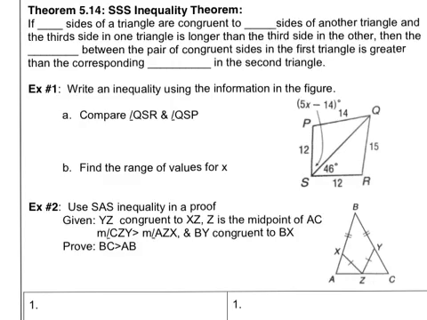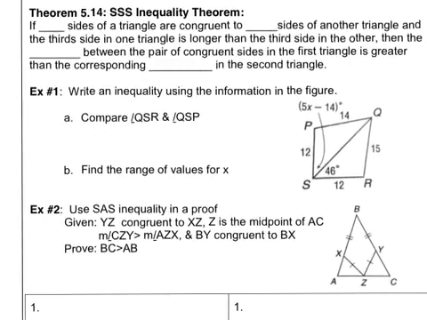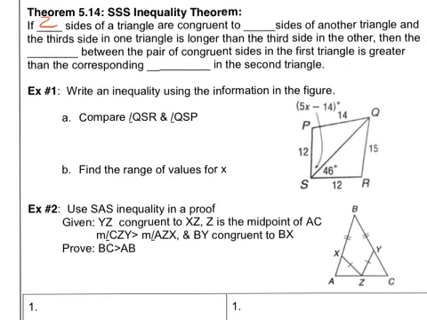Alright, the SSS inequality is simply the converse of the SAS inequality. And it says that if two sides of a triangle are congruent to two sides of another triangle, and the third side in one triangle is longer than the third side in the other, then the angle between the pair of congruent sides in the first triangle is greater than the corresponding angle in the second triangle. Well, that's the same thing we just did, guys. Remember last time I started with the one angle being greater than the other, and now we're just starting with one side being greater than the other side, and it tells us something about the angles. So it just lets us go in the opposite direction.